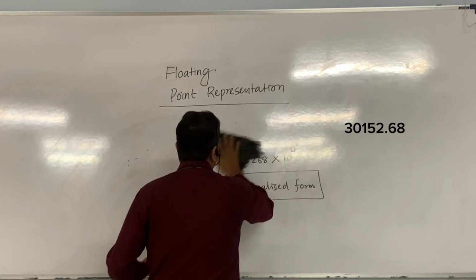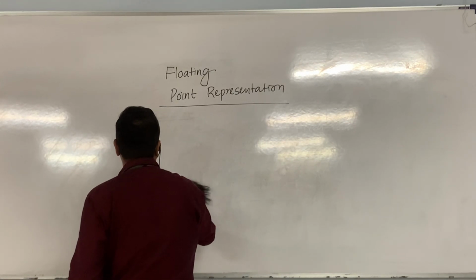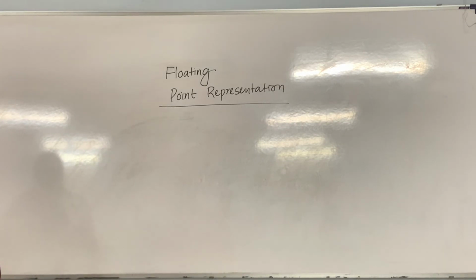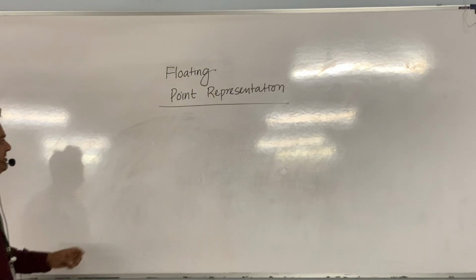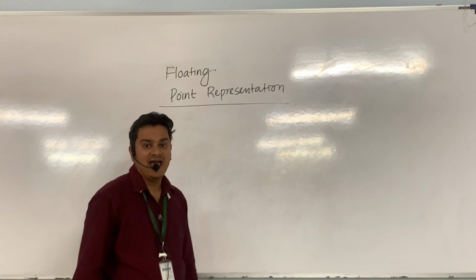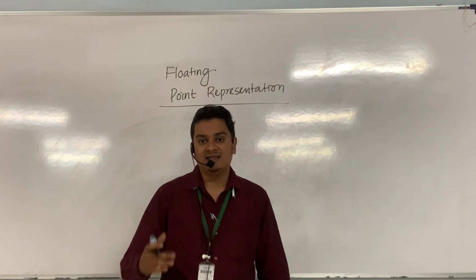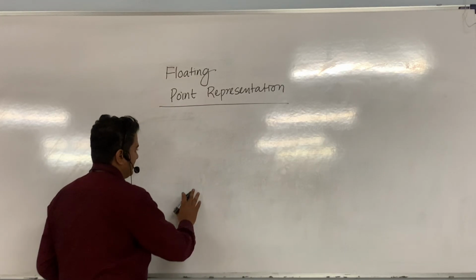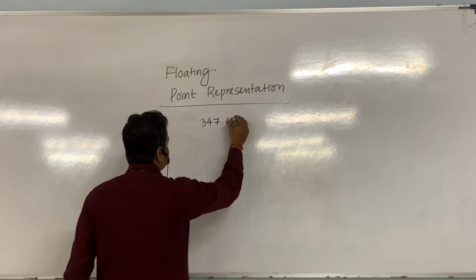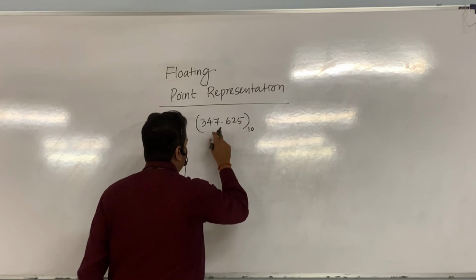So all of you, please pay attention. Now we will go for the core part of this floating point representation: how we can represent a particular number in this unique representation. So let me write a particular number and then we will find how it can be represented in floating point representation. At first I am writing 347.625, and I am writing this in decimal.